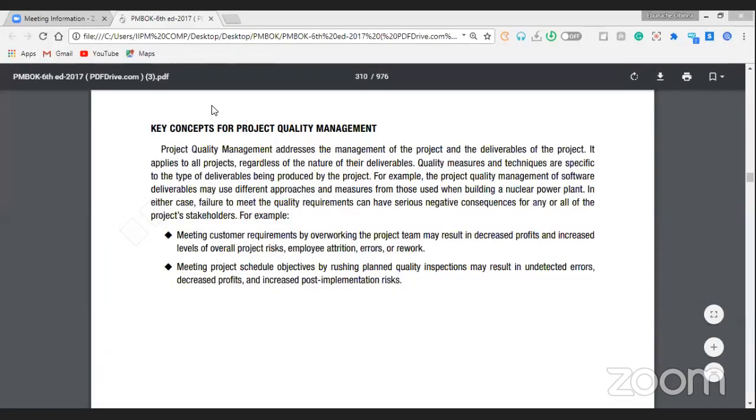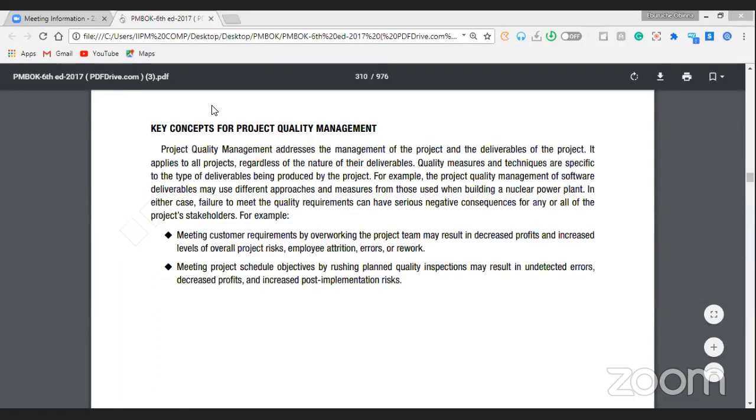So for example, the project quality management of software deliverables may use different approaches and measures from those used when building a nuclear power plant. In either case, failure to meet the quality requirements can have serious negative consequences for any or all of the project stakeholders. So for example, meeting customer requirements by overworking the project may result in decreased profit and increased levels of overall project risks, employee attrition, errors, or rework. Meeting the project schedule objective by rushing planned quality inspections may result in undetected errors.